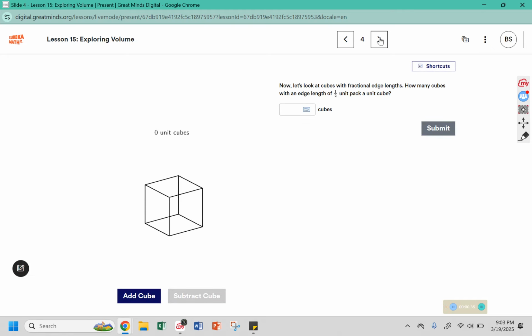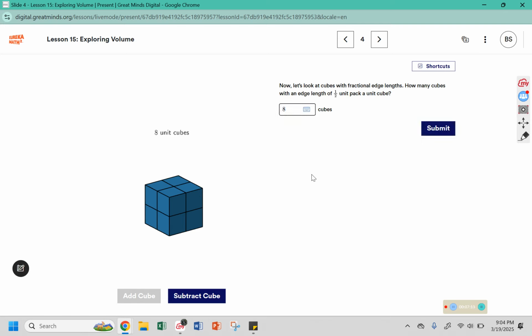Now let's look at cubes with fractional edge lengths. How many cubes with an edge length of a half a unit pack into a unit cube? Well, we can fit 2 halves into a whole this way, 2 halves into a whole that way, and 2 halves into the whole tall. So there are 8 half unit cubes in 1 unit cubed.